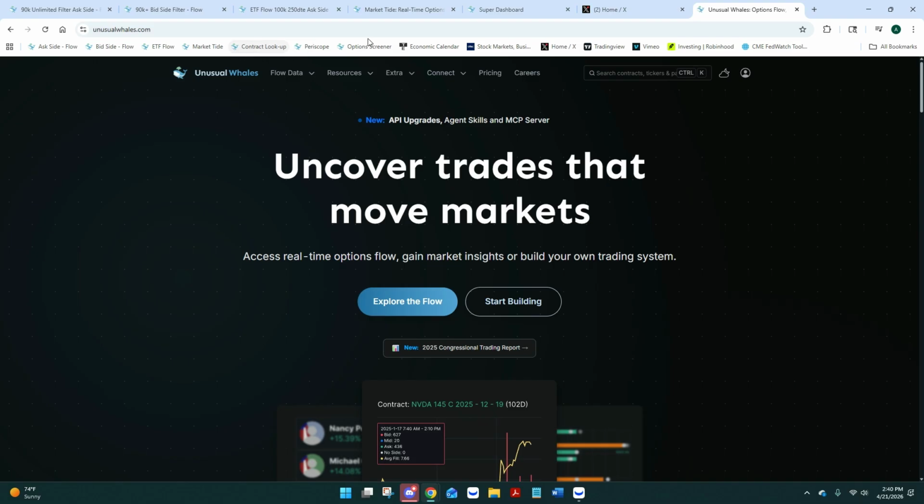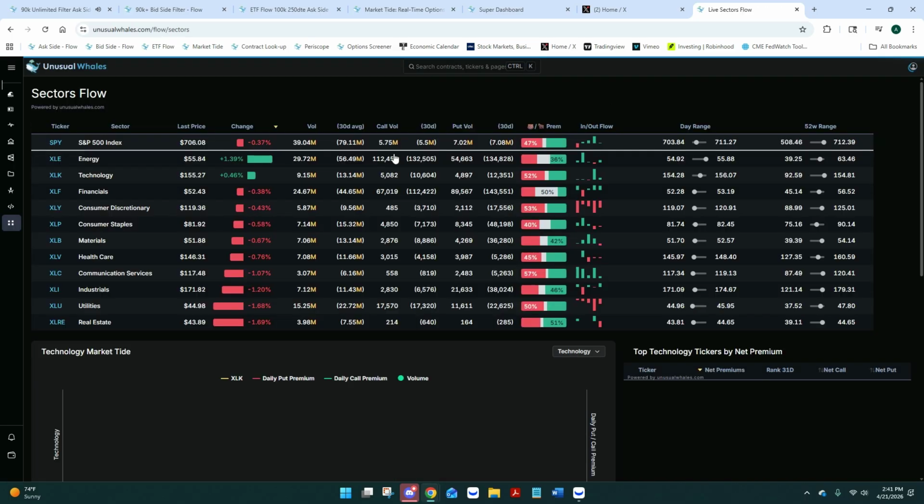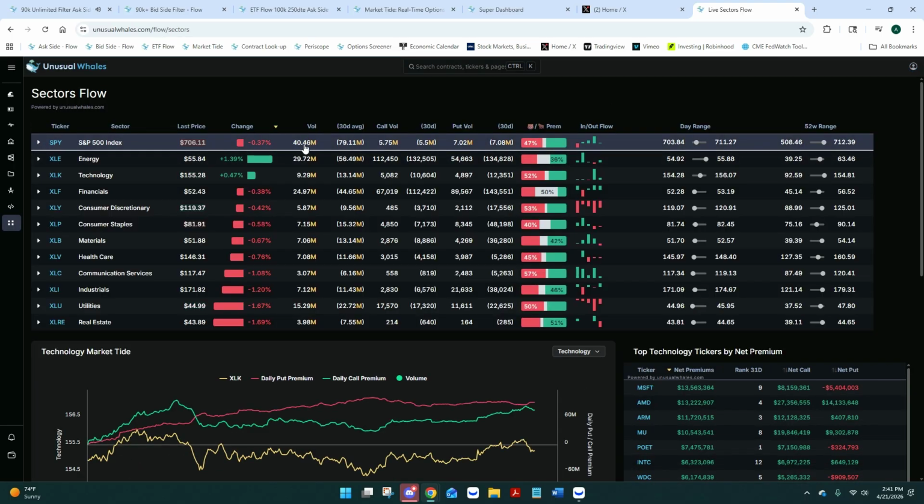Let me just pop this up here. I want to pop up that sector flow today because, again, last I checked, we have a lower volume day again. Yeah, 40 million there. I mean, we're not even half of that 30-day volume. Investors are not wanting to put on massive positions with all the headline risk.